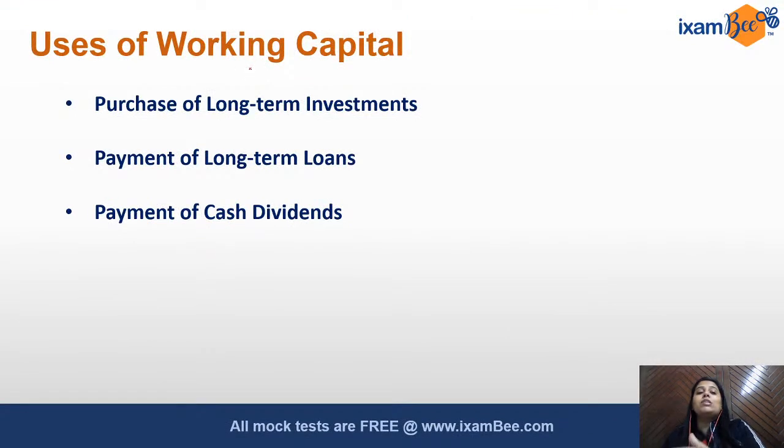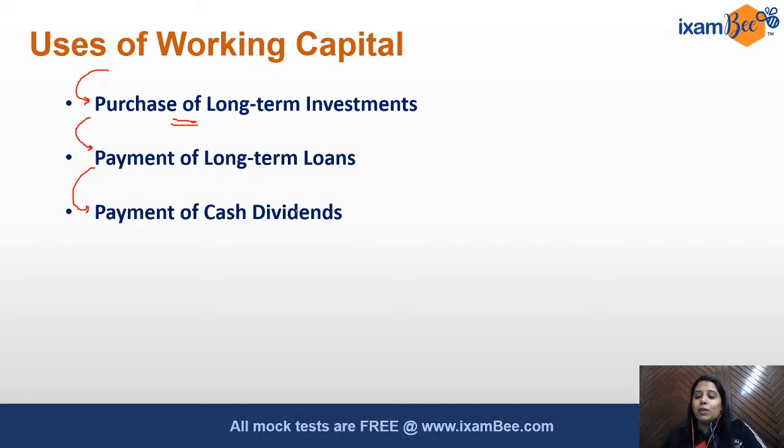Similarly, when we talk about uses of working capital, it says purchase of long-term investments. Whenever you purchase something, it involves cash outflow, and working capital goes down. Therefore, whenever you are using your working capital, it will be deducted. Your working capital goes down. So one example of it, the first component of uses of working capital, is purchase of long-term investments. The second one is payment of long-term loans. Whenever you are paying off your obligations, your cash would go down again. Similarly, whenever you pay off your dividends, cash would go down.